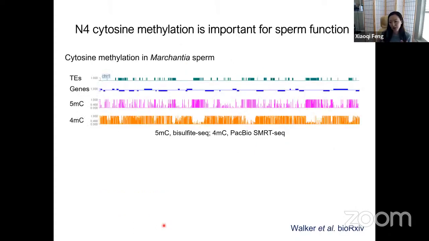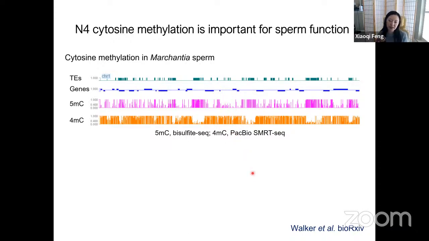Now I just want to quickly show you how this looks in the genome. Here, this pink trace shows 5mC methylation detected by bisulfite sequencing. And here it shows the 4mC, detected by PacBio SMRT-seq. Because we have this developmental series, we observe that 5mC is catalyzed first. And then at the very last stage of sperm maturation, when these two enzymes are specifically expressed, 4mC is catalyzed in the genome where there is no 5mC.